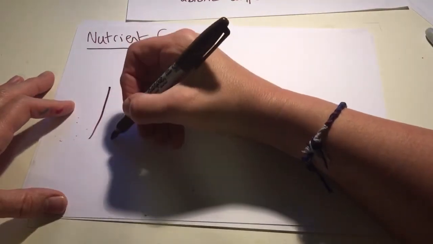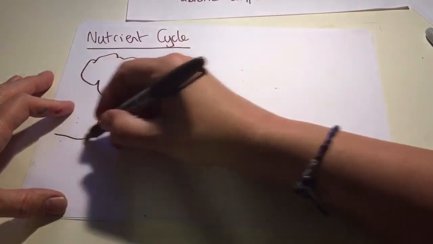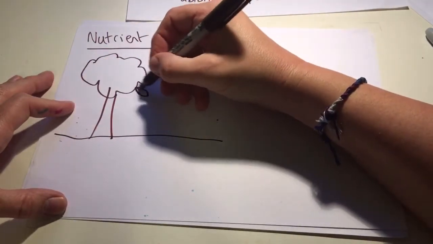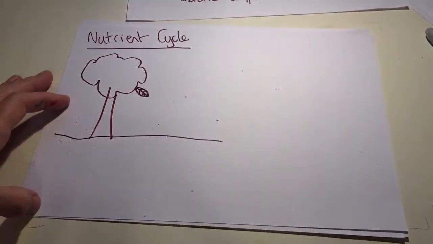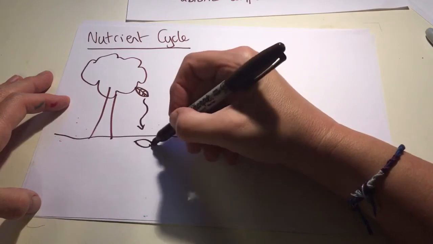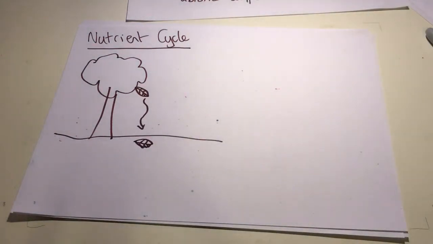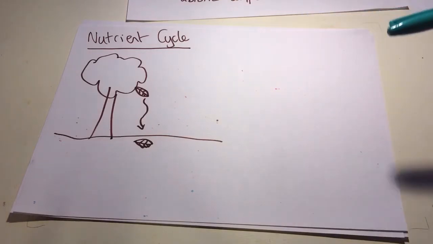So let's draw a tree. There it is, beautiful. And there's a leaf, and the leaf falls off the tree. Lands. Okay, now we see this all the time. It happens in the rainforest, it happens in the deciduous woodland frequently. So the leaf has fallen down. The leaf is now on the floor. It's a dead leaf. It's no longer attached to the tree. It's not going to grow anymore. It's there. It's full of nutrients.